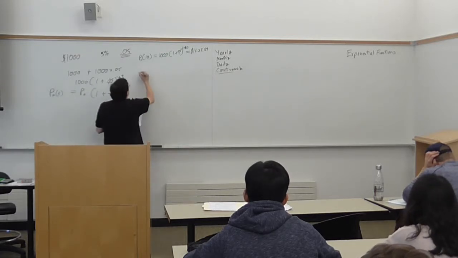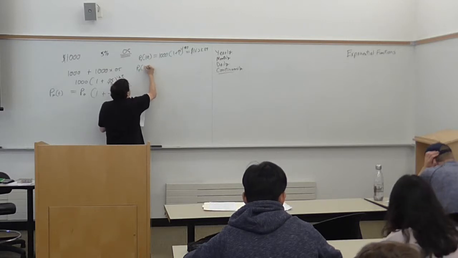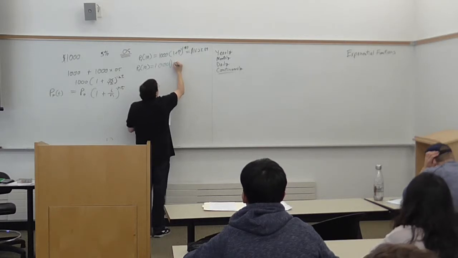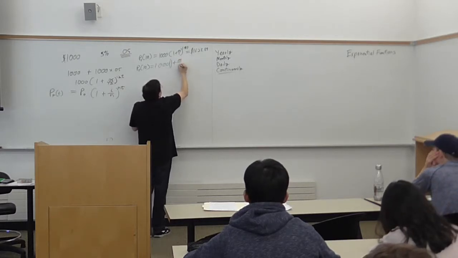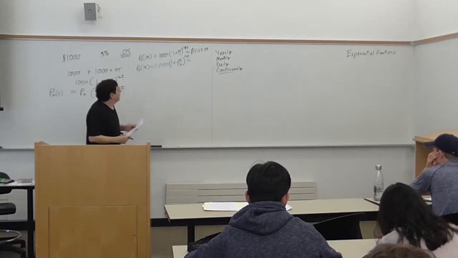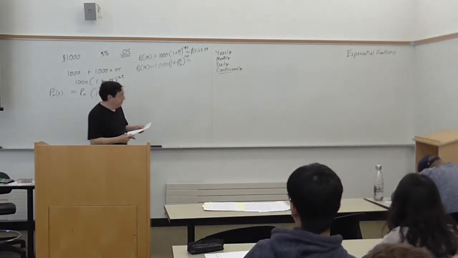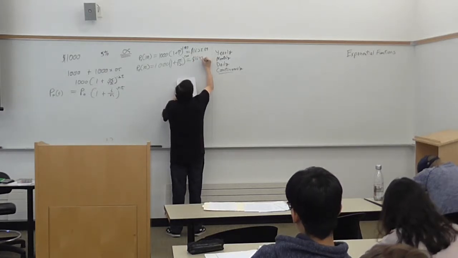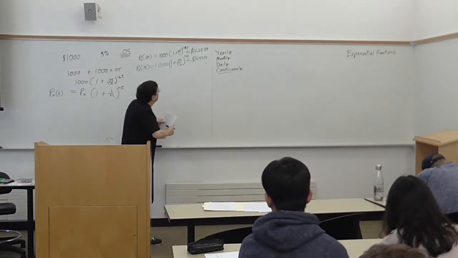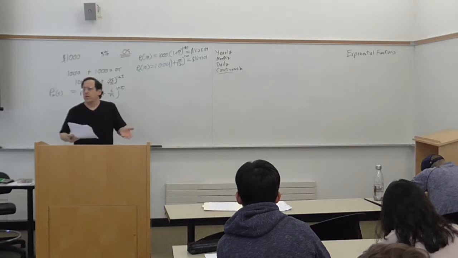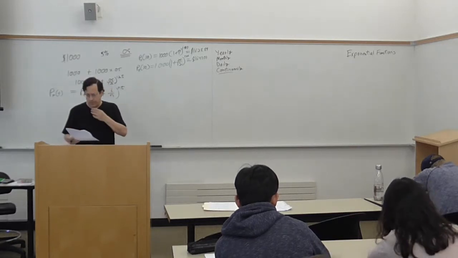Okay, so what if we put this money away, but instead of compounding yearly, we compound it monthly. So 12 times 10 is 120. And if you want to try this on your calculator, you'll find that you end up with $1,647.01. So, okay, that was somewhat better. We made another $12 just by compounding it more often.